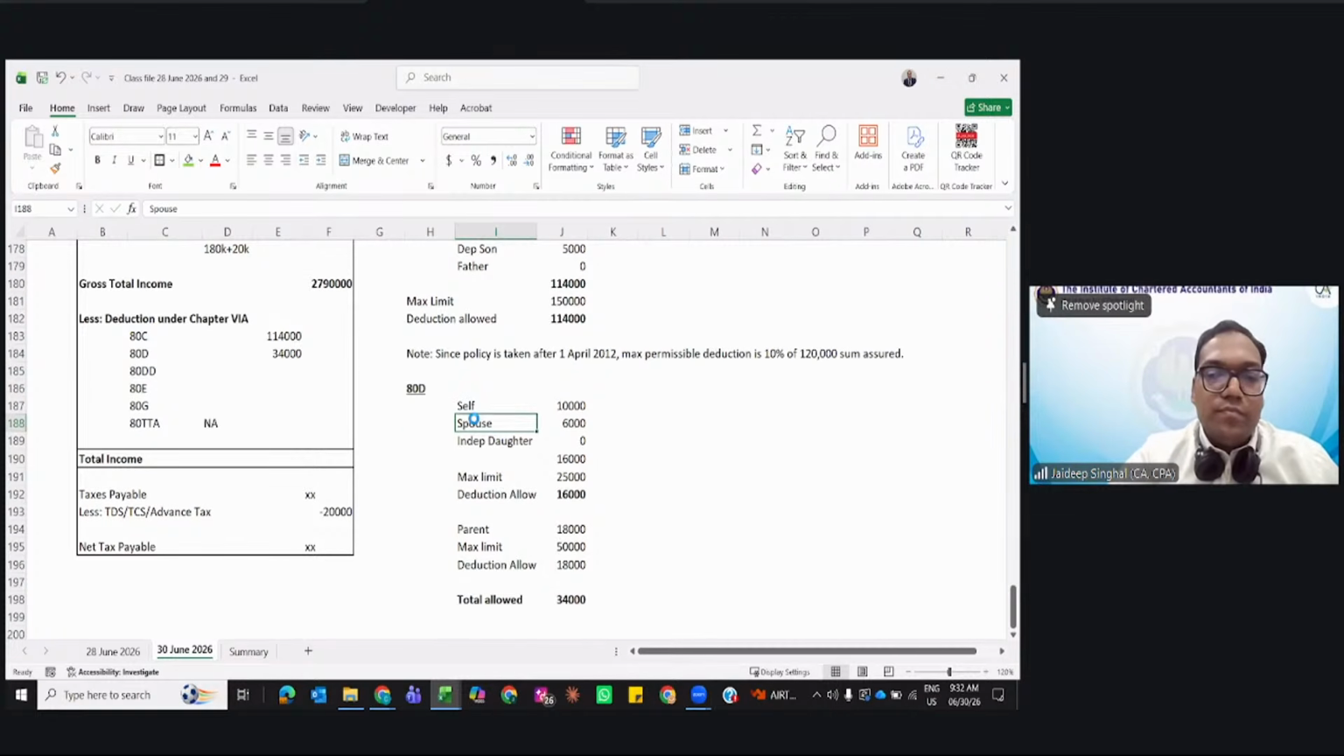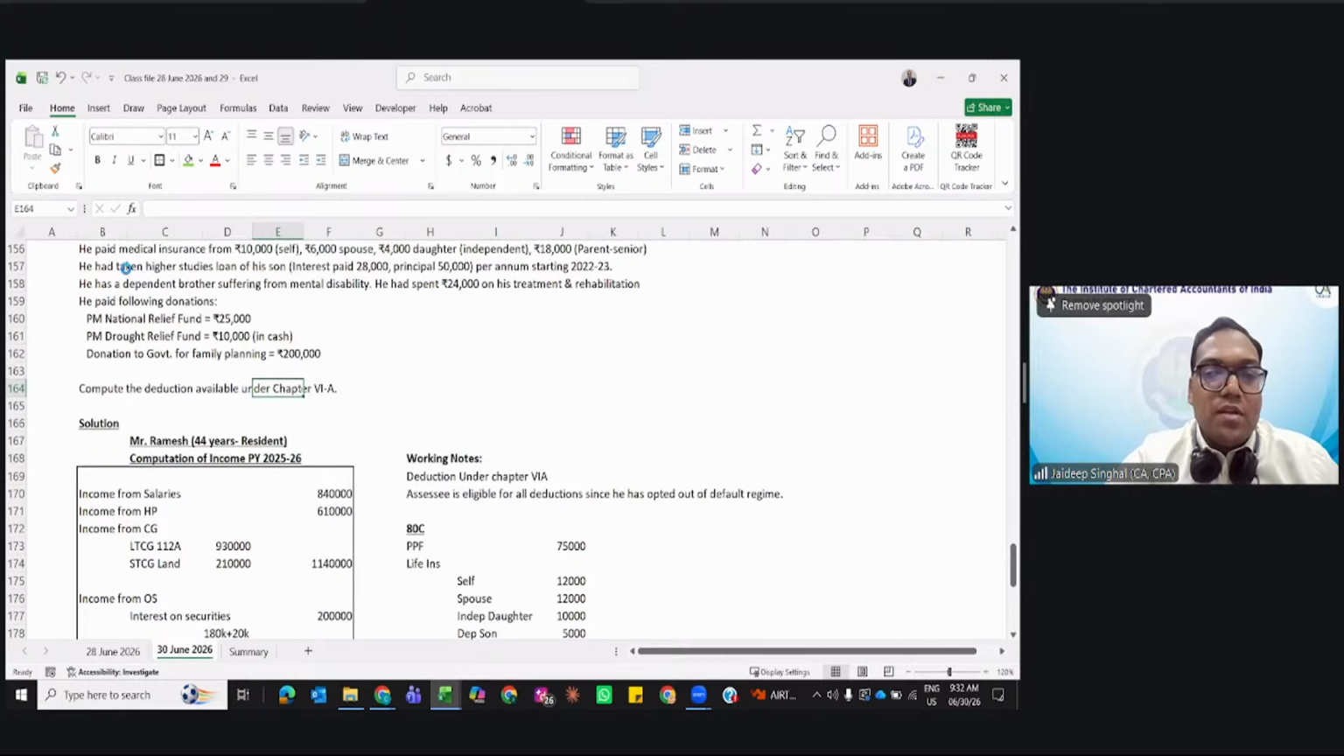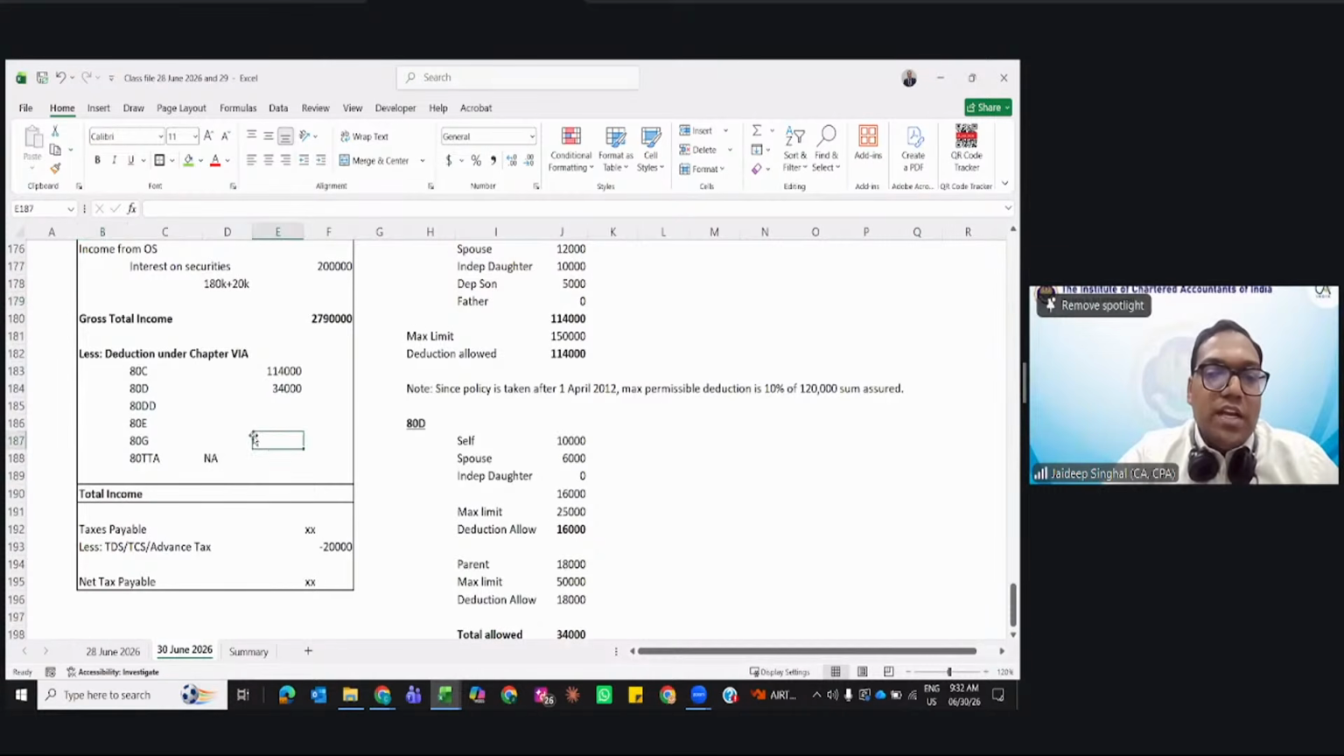Next, 80DD, dependent disabled. Before that, he has taken a higher studies loan, interest paid 28,000. Starting from 2023, up to 8 years is allowed, so 2025-26 is allowed. Interest paid is 28,000, so we can take 80E for 28,000. It is within 8 years.